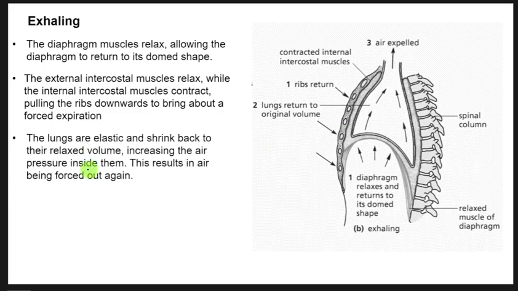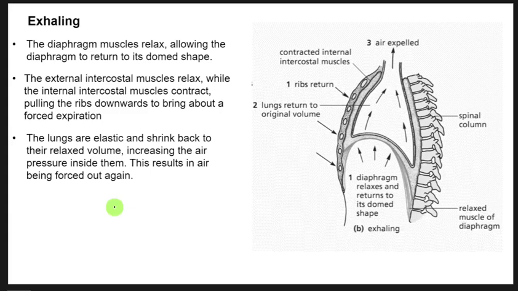The lungs are elastic and shrink back to their relaxed volume, increasing the air pressure inside them. This results in air being forced out again. So this is what is really involved.